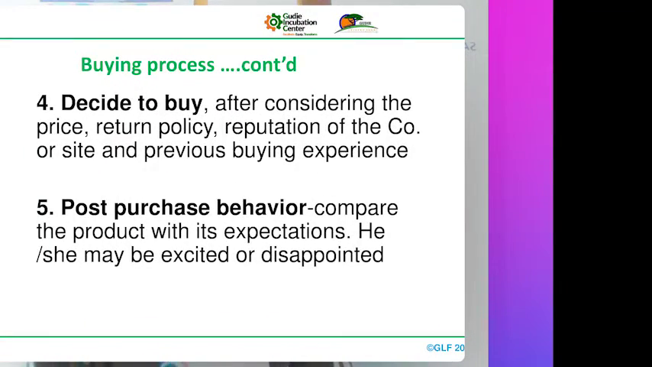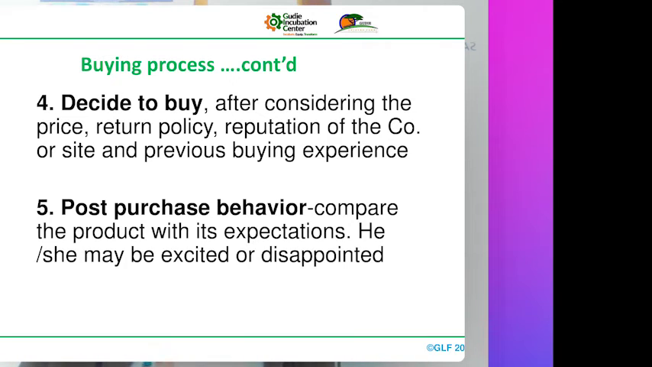Stage number 4, the customer buying process, is to decide to buy. The customer will evaluate the price. He will look at the different terms and conditions. Assuming my product doesn't work, can I return it? Yes or no? Or goods once sold are not returned.